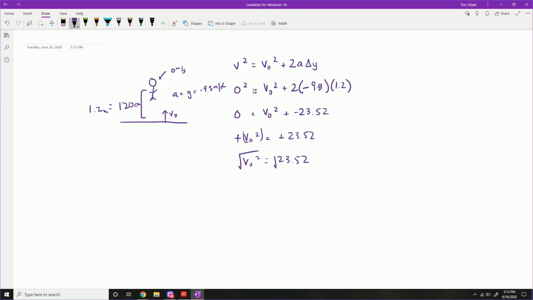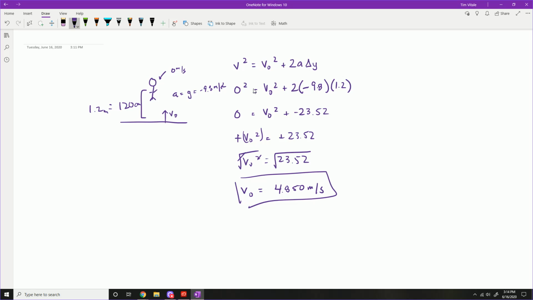Then to get rid of that square, you square root both sides, and we get v initial is equal to 4.850 meters per second. So that is the speed at which he or she leaves the ground with when they're jumping, in order to get a maximum height of 1.2 meters.